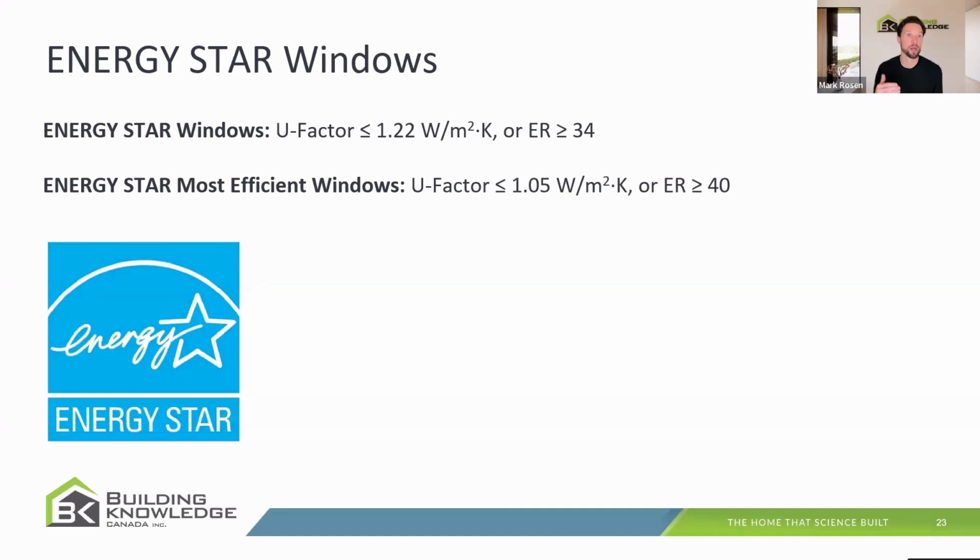But they also have a better performance category, an Energy Star most efficient window category, where the U factor target is more aggressive at 1.05 and the ER target is higher at 40. Those type of numbers that you see for most efficient windows really start to be predominantly triple glazed windows. This is right around where the tipping point tends to be in the manufacturing of windows.